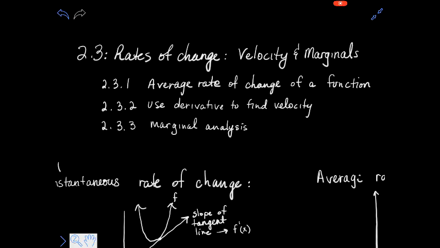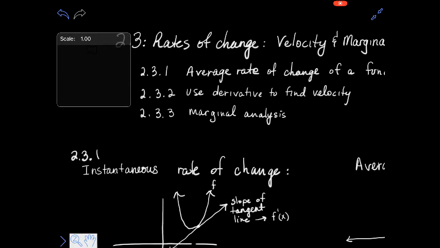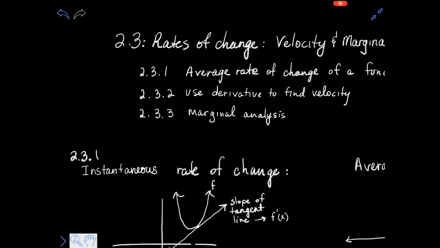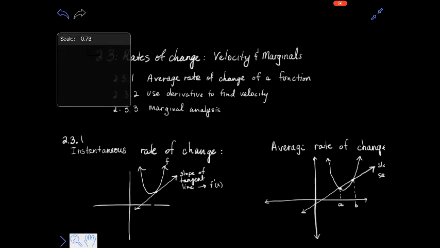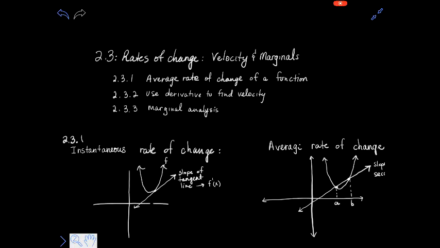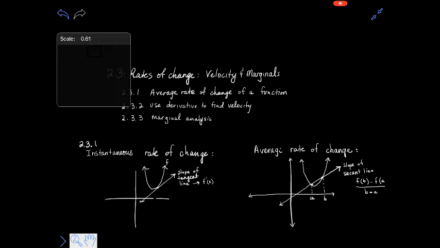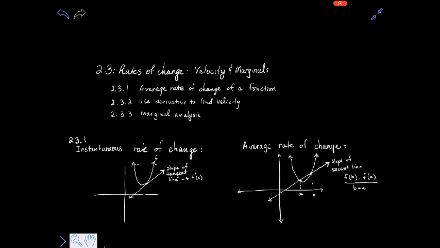So, moving on to our first topic, 2.3.1, finding the average rate of change of a function. We've discussed two types of rates of change already up until this point. We've got an instantaneous rate of change, which you can see on the left. On the right, comparing that to what we need to talk about, average rate of change.